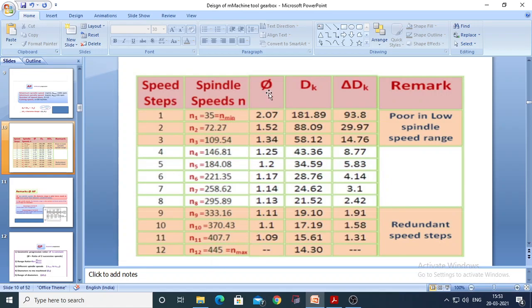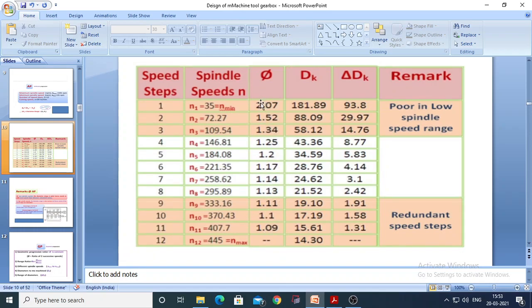If you calculate the phi value, then you will get a different phi value for each spindle speed. If you check here, you will get 2.07, then 1.52. This value will be reduced, and at the last you will get 1.09. If you calculate the upper limit, first you will get the maximum value, then this value will be reduced. And if you check the range of the diameter, at the speed of 35 rpm the range of the diameter is 93.8. If the speed increases, then the diameter range decreases in the arithmetic progression ratio.